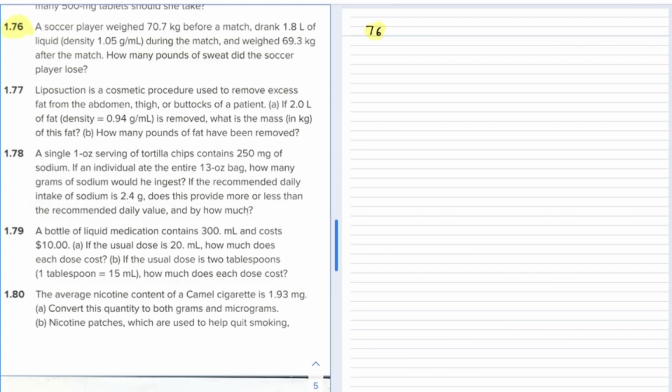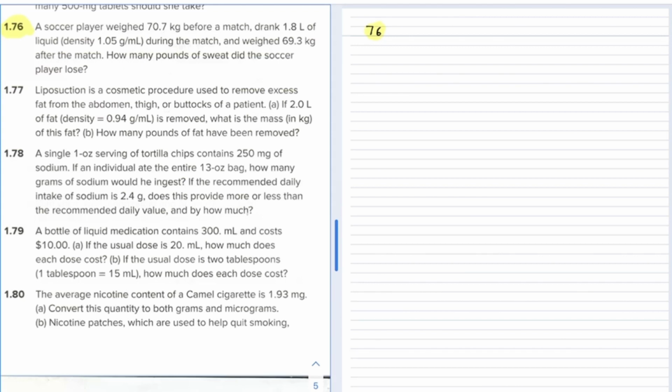Problem 76. A soccer player weighed 70.7 kilograms before a match, drank 1.8 liters of liquid, density 1.05 grams per milliliter, during the match, and weighed 69.3 kilograms after the match. How many pounds of sweat did the soccer player lose? So there's a lot of information in this problem.